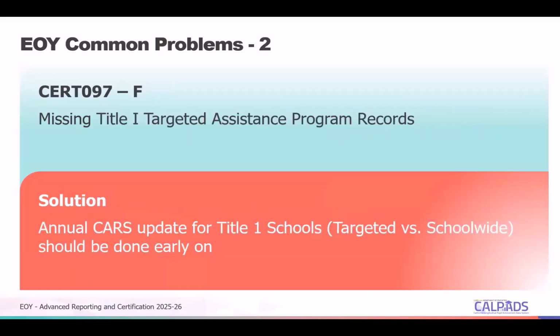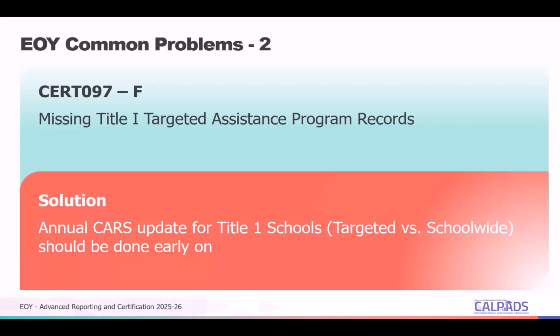SURG 097 is another common problem that LEAs come across. This is the missing Title I Targeted Assistance Program records. So first, ensure that your annual school designation in CARS is done earlier on to avoid this certification. This error basically is saying that the school received Title I Part A targeted assistance for the reporting year, but there's no individual student program records with education program code 122 submitted for students at that school.